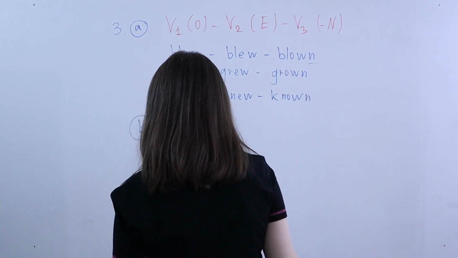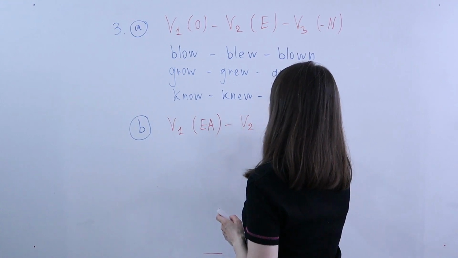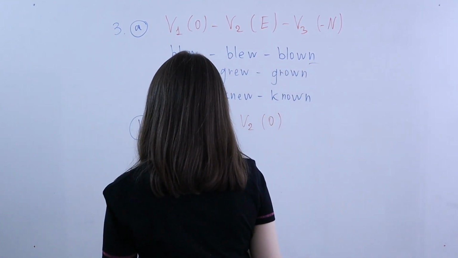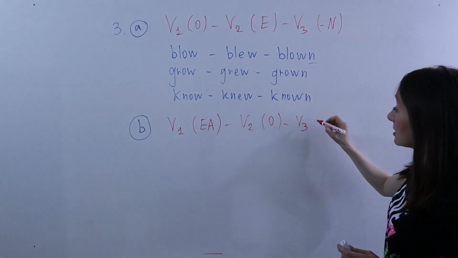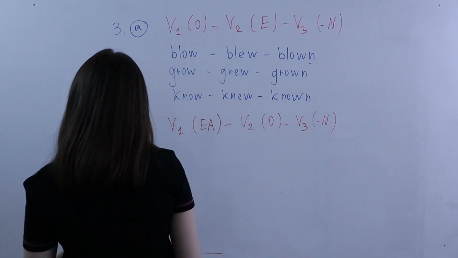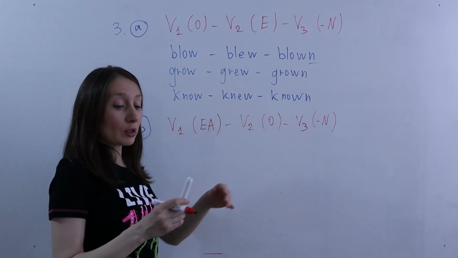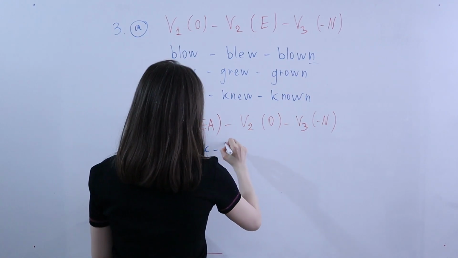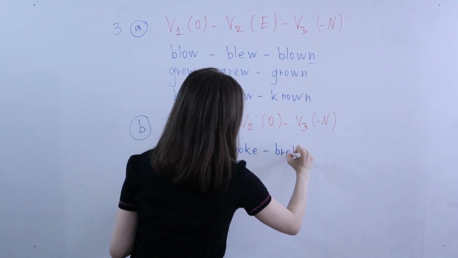Okay, so in the verb 2, that is past simple, we change it into O. And in the verb 3, we have the ending N. For example, break. Break, broke, broken. Let me write. Break, broke, broken.